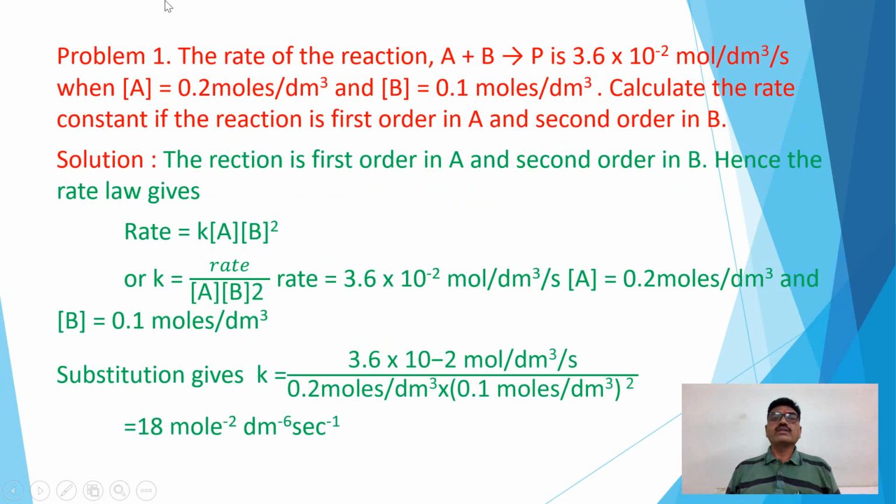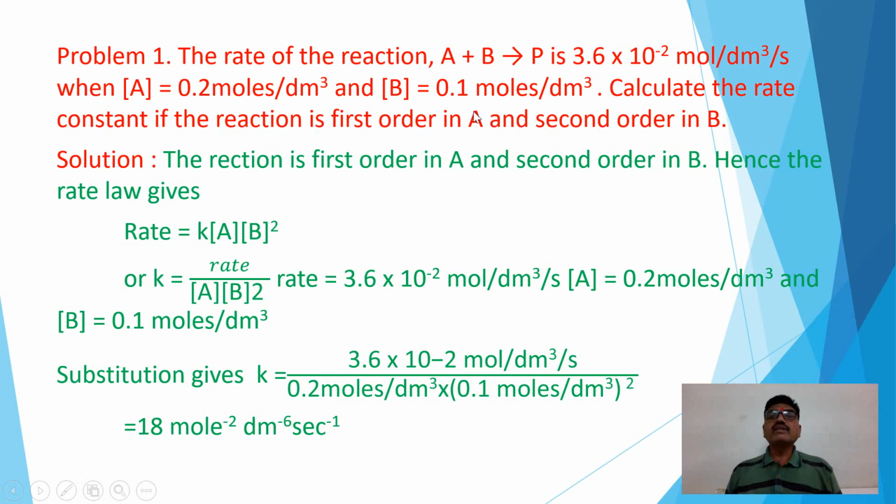We will try to solve the numericals. Simple numericals are there, and I will try to explain. There may be a question: find out the overall order of reaction or calculate the rate constant. See here, look at this. The rate of a general reaction A plus B gives P is given as 3.6 into 10 to the power minus 2 moles per decimeter cube per second, when the molar concentration of A is like this and the molar concentration of B is like this. Calculate the rate constant if the reaction is first order in A and second order in B.